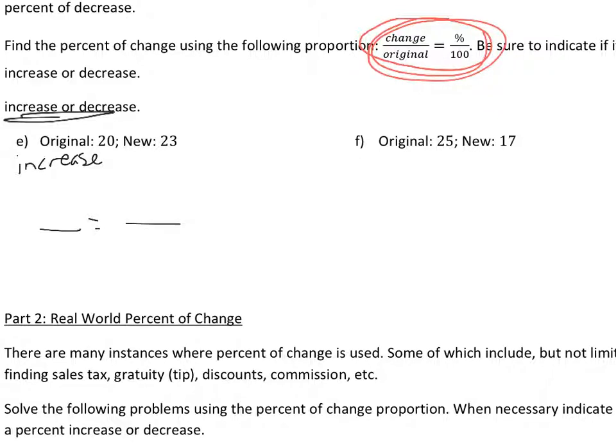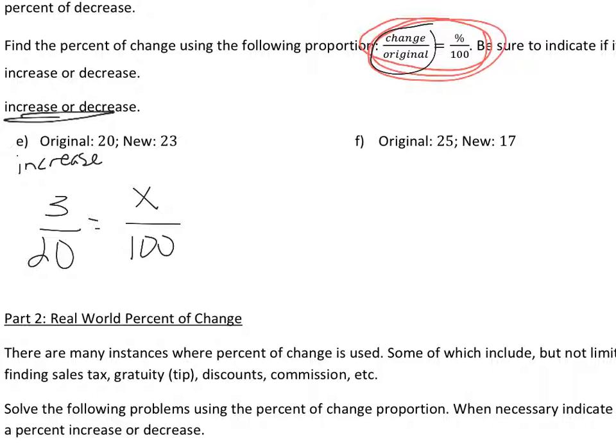So the left side, we need to do change over the original. So if it started at 20 and went to 23, the change is $3. Okay, we could show the work there, 20 minus 23, so then we get a negative. Let's just think about the change was $3. The original price was 20, as labeled there, equals the percent, or x over 100.